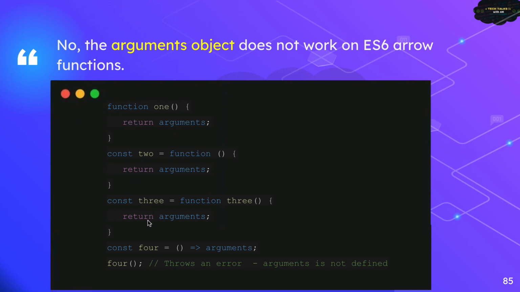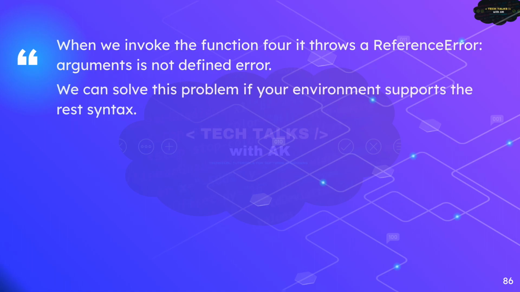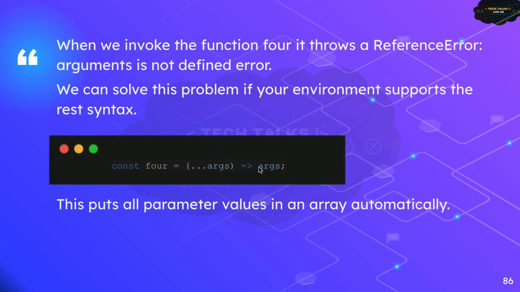If we do the same thing with an arrow function, like const for arrow function return arguments, and when we call it, the arrow function throws an error. It says arguments is not defined. We can solve this problem if your environment supports the rest parameters. This puts all the parameters in an array automatically.